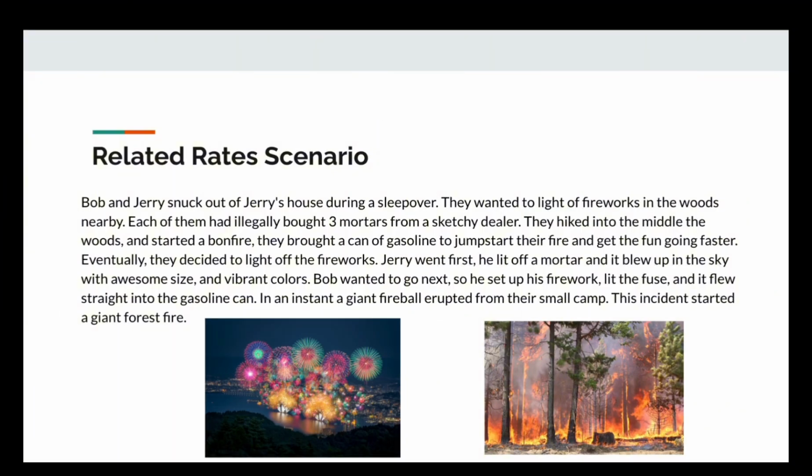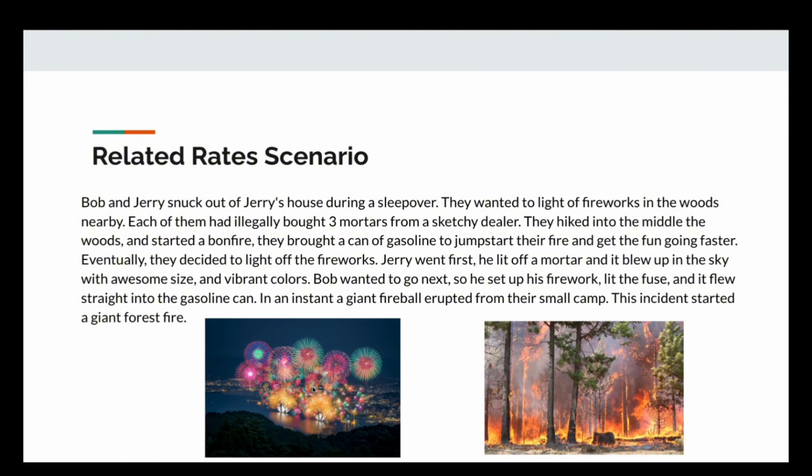And then they hiked into the middle of the woods, started a bonfire, and then because they're kind of dumb, they brought a can of gasoline to jumpstart their fire. And eventually they were like, let's light off these fireworks. So Jerry went first. He lit off a mortar and it blew up in the sky. It was amazing. It was an amazing firework. Looks kind of like that.